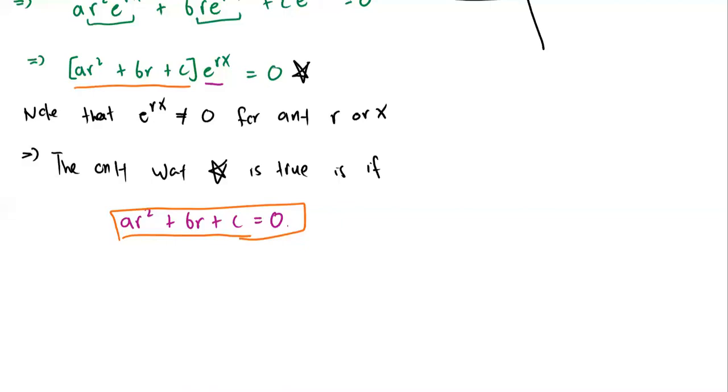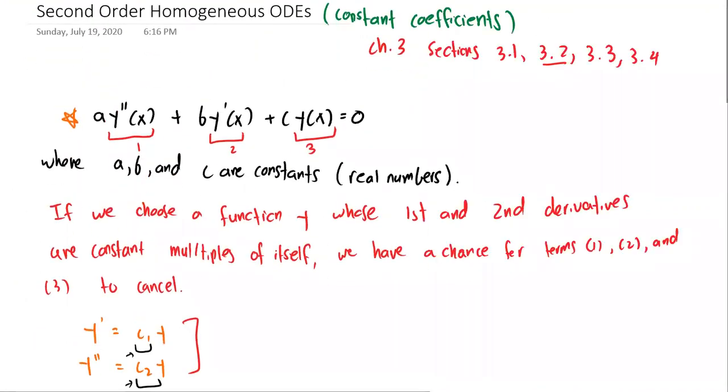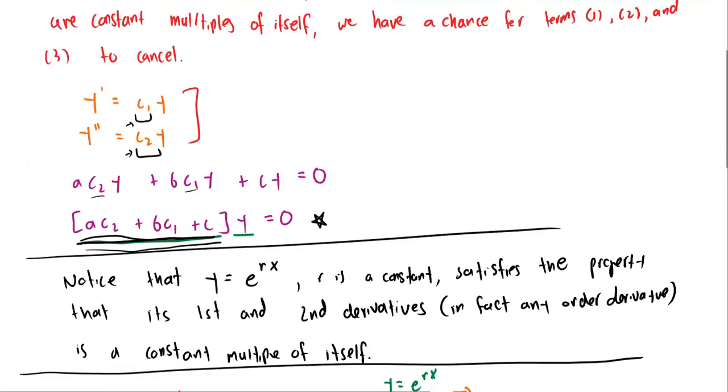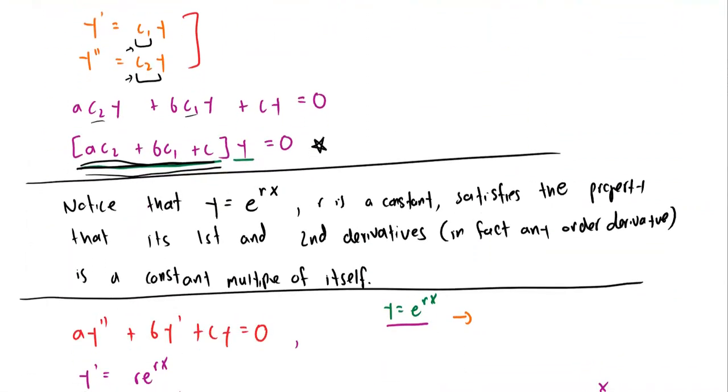Hello, class. So in this video, we'll continue the discussion that we started in the previous video about finding solutions, or a fundamental set of solutions, to the second order homogeneous ODE with constant coefficients. We went over this whole argument about why we want to choose a function that looks like y equals e to the rx. So we did all that.